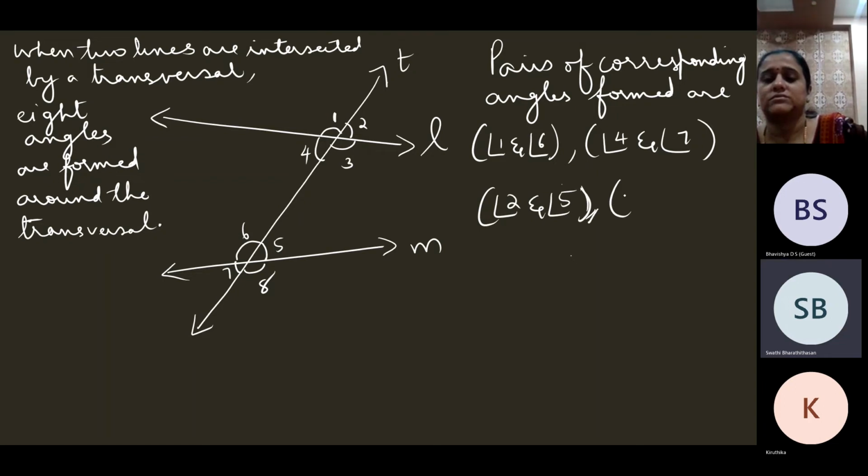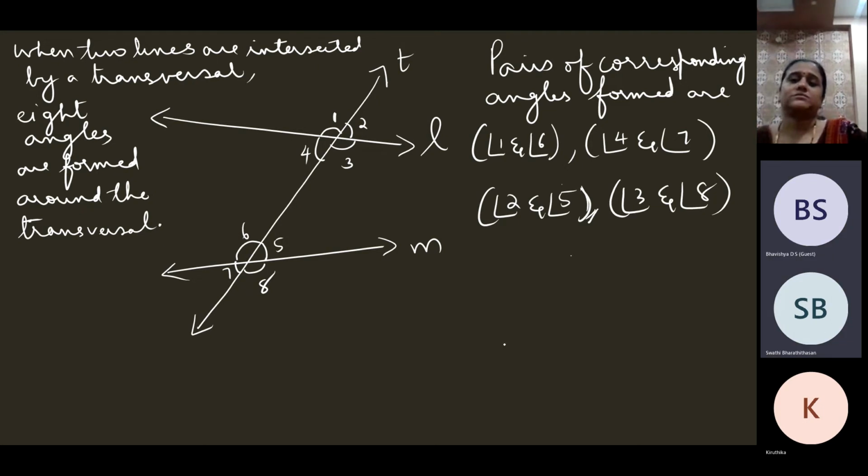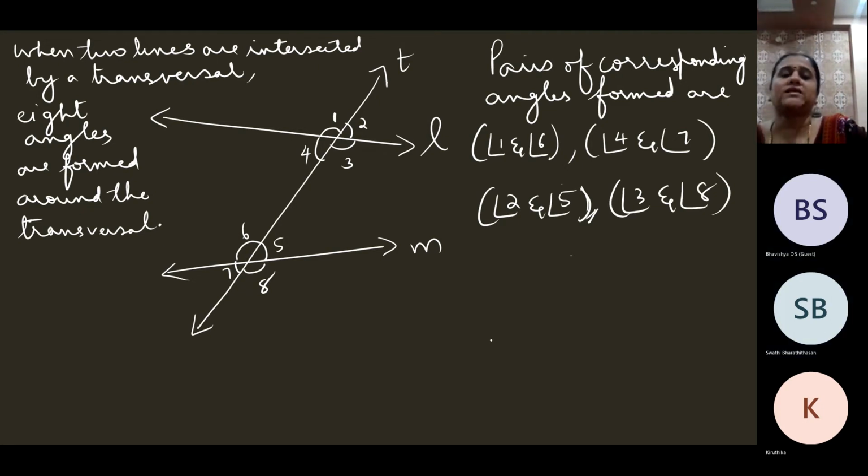Angle 3 and angle 8, ma'am. Is that clear, children? Yes, ma'am. Corresponding angles lie on the same side of the transversal. One angle is an interior angle while the other is an exterior angle. But the two angles should not form a linear pair. That's a condition. Yes, write down.